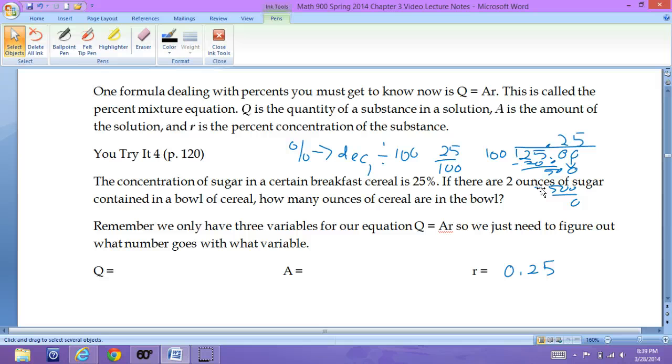How many ounces of cereal? So A has to be the number of ounces. Ounces is OZ. And this has to be 2 OZ of sugar.